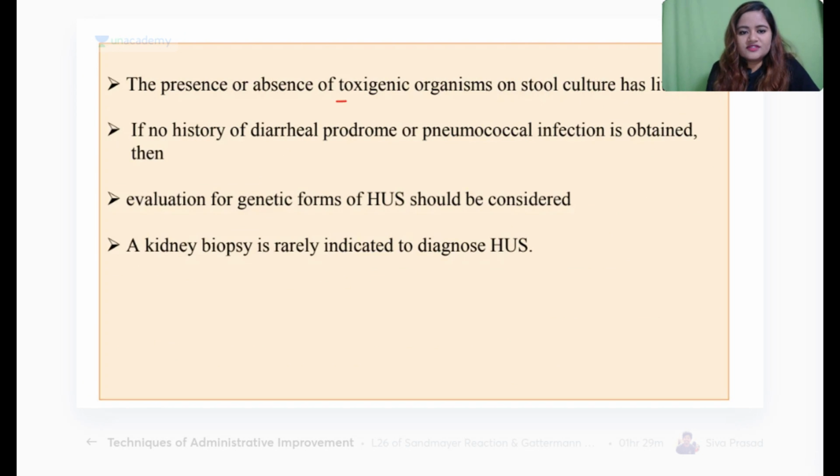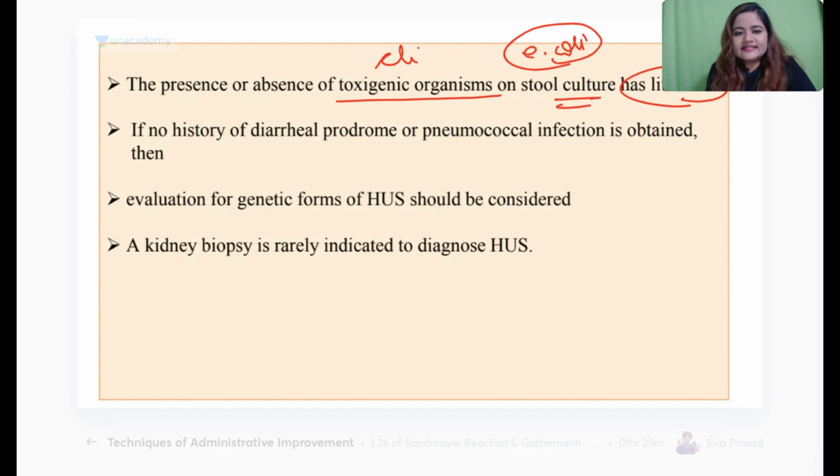Now, presence and absence of this toxigenic organism on stool culture has got very little role. अगर हम suspect कर रहे हैं HUS, we don't need to go and prove that it is caused due to E. coli. We cannot isolate this organism in stool cultures. It's only a clinical sense that speaks that it is a toxigenic strain.